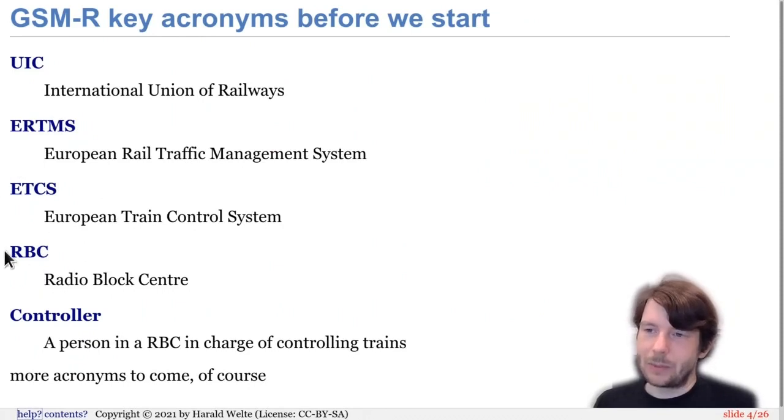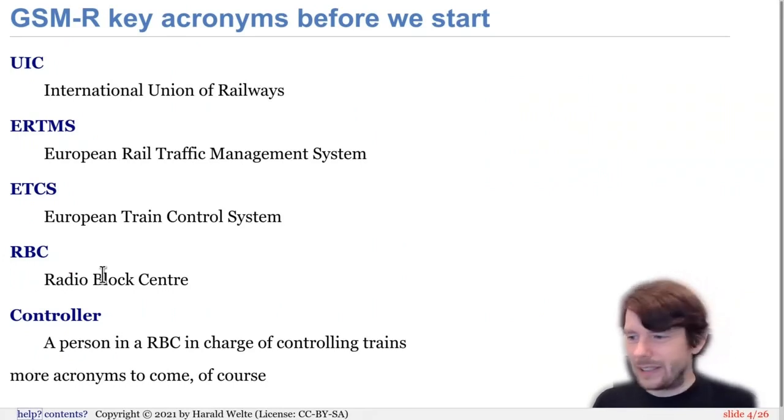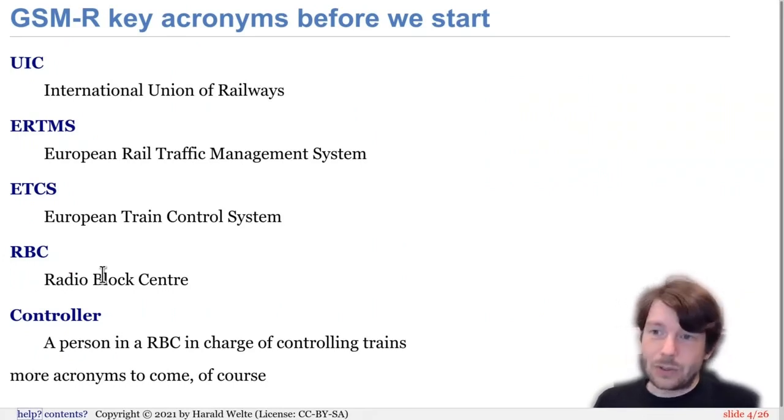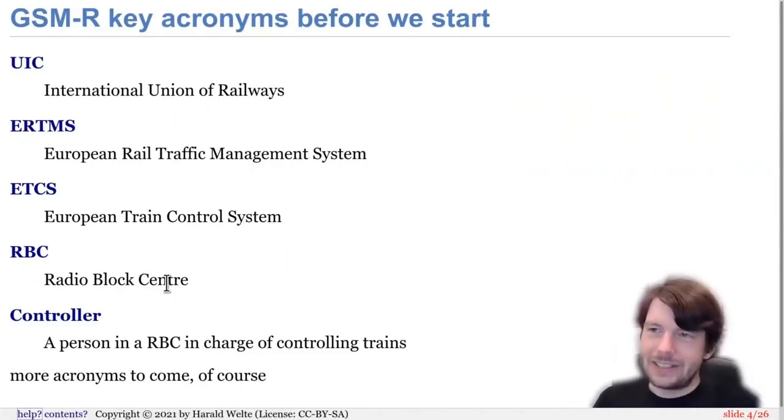And RBC is the Radio Block Center. That's basically some center somewhere with railway controllers. So if we mention controller in the context of this slide of Gsm-R, it's not the base station controller or some IT device that controls something, but it's actually a person that is in charge of controlling trains. And the radio block center is basically a location with people and IT equipment that then supports train management and traffic management use cases.